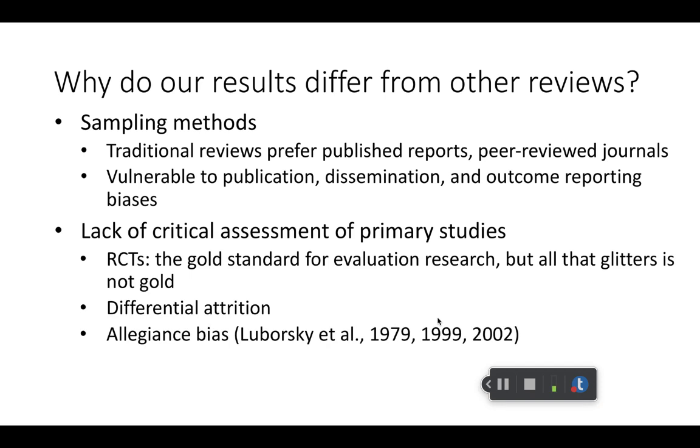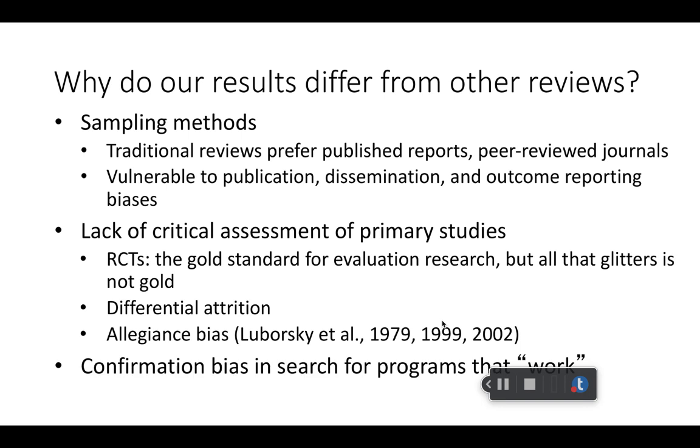In addition, there's a lack of critical assessment of primary studies in traditional research reviews. Many reviewers have said, well, these are randomized controlled trials, and that's the gold standard for program evaluation research. But just because a study says it's a randomized controlled trial does not mean that it's really producing top quality information. We have problems with differential attrition and allegiance bias that compromise the quality of randomized controlled trials. We also have a pattern of confirmation bias in searching for programs that work.